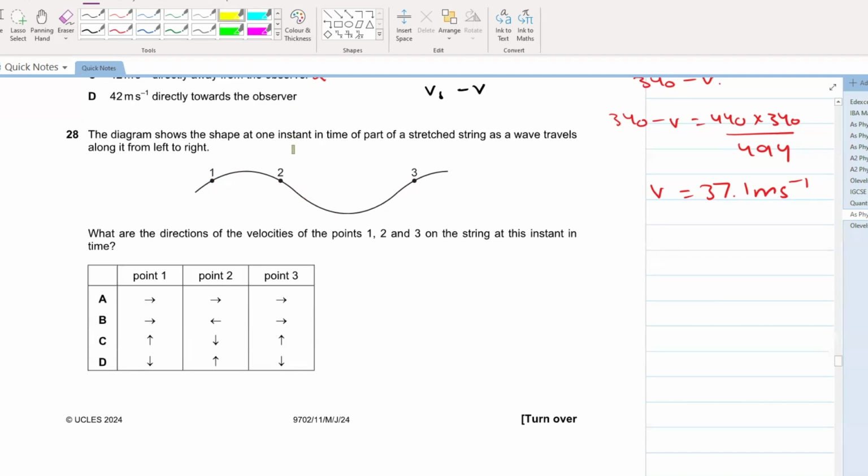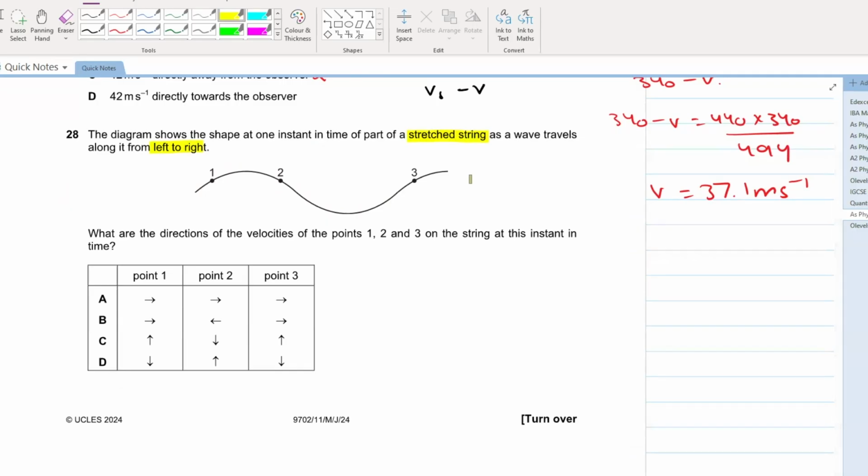The diagram shows the shape at one instance in time of a part of a stretched string as the wave travels along it from left to right. Perfect. So this is the shape of the string as the wave travels from left to right.